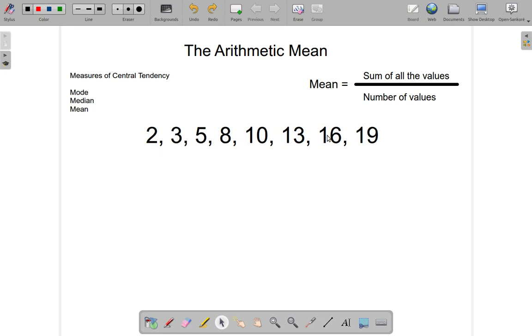Now, I still have these numbers from previously when we did the median, and I want to calculate the mean of these numbers. When it comes to the mean, you don't necessarily have to arrange them in order, because it doesn't matter the order in which you add them. You find the sum of all the values, meaning you're going to add up all the values, and then divide by the number of values. Alright?